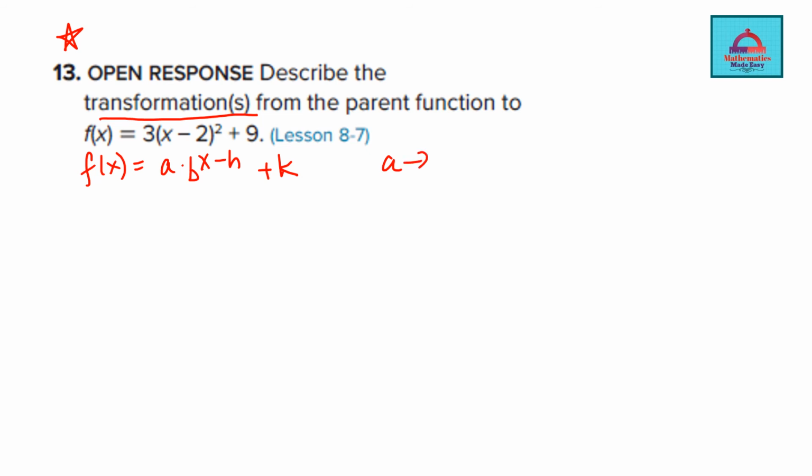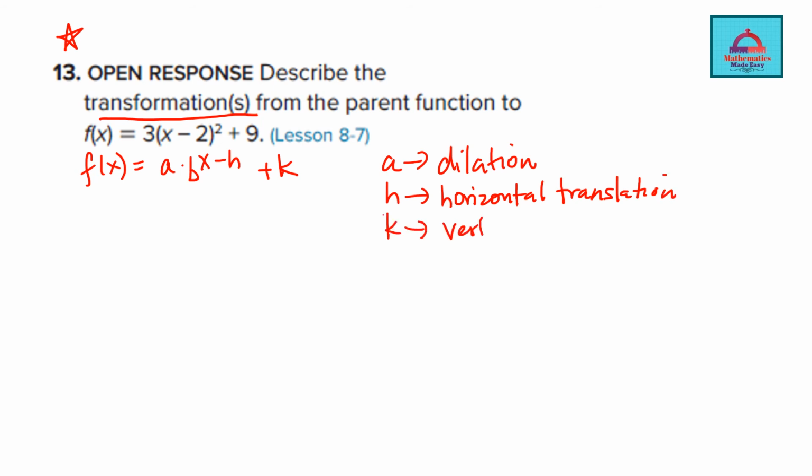So a here is representing your factor of dilation. H is representing your factor of horizontal translation. K is representing your vertical translation. You also have another factor which represents your sign. If it is negative, you are going to reflect. But in this question, you don't see a negative outside, so I'm going to skip that part. We are just going to look at these three values of a, h and k.